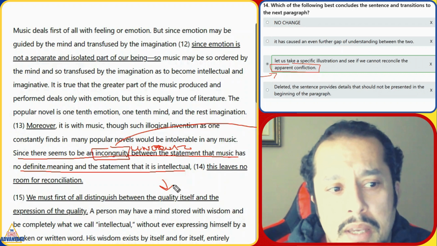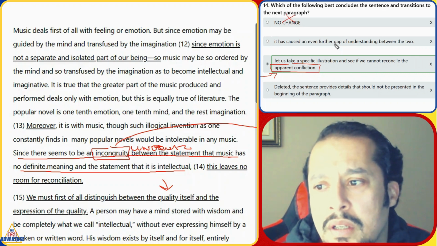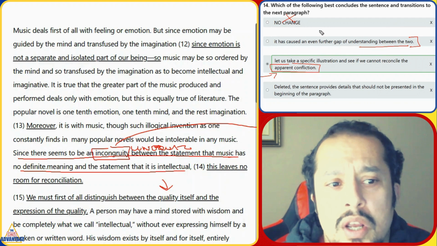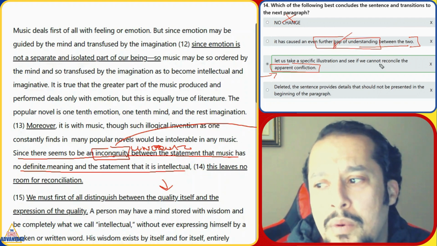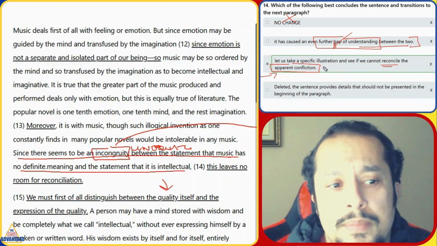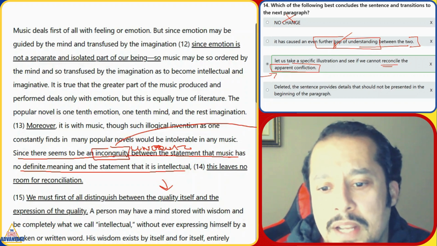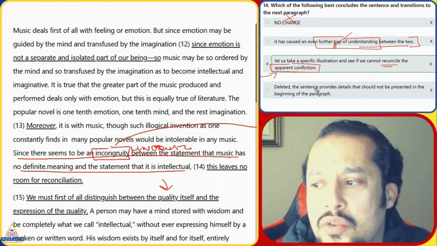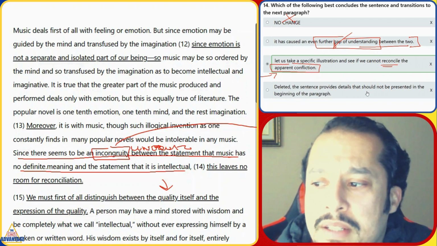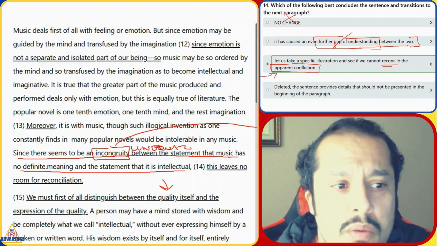Choice B, if I can remember correctly, it's unnecessary or unrelated. It caused an even further gap of understanding between the two. It's not related to the discussion, the further gap of understanding. There's incongruity. So بنحاول reconcile or fix this incongruity. And choice D, مش بيدينا solution, right? The next paragraph is a solution. And so D says, hey, let's just delete it. It provides details that should not be presented at the beginning of a paragraph. Now, again, this doesn't work. Why? It's illogical.